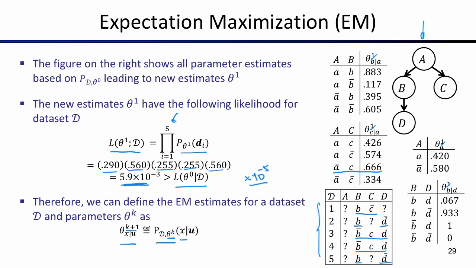So it's going to be the probability of x given u. Basically saying that those parameters here are the counts that we got from the expected empirical distribution that we computed with the previous parameters, and we keep doing this process.